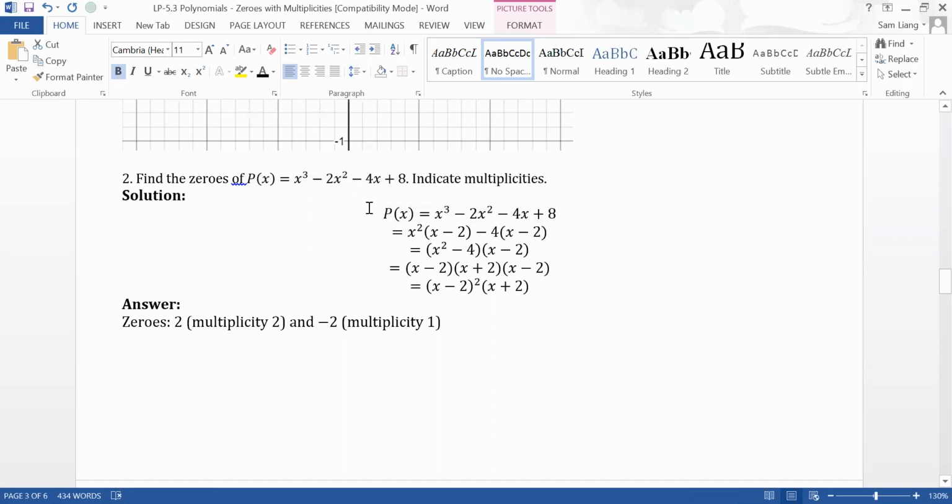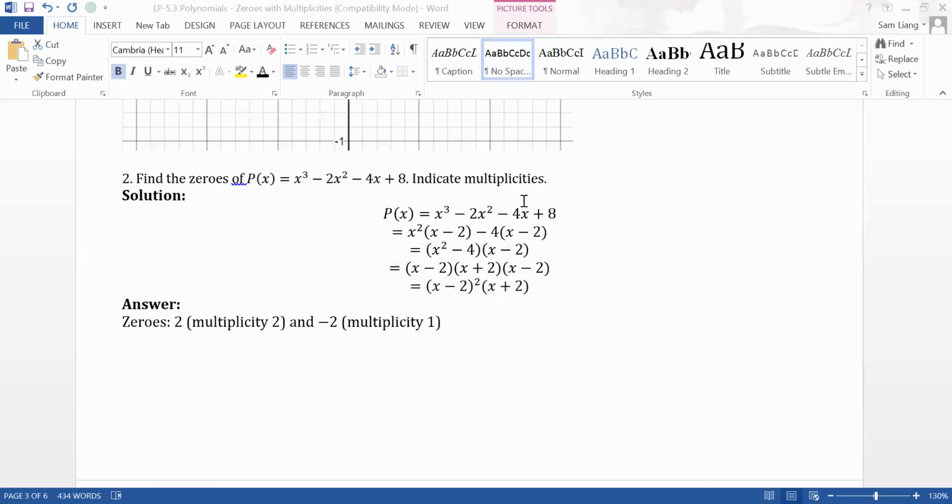But for the factoring, I factor out x squared from these first 2 terms. You get x squared times x minus 2, and then I factor negative 4 from these two terms. So you get negative 4 times x minus 2. From there, the common factor is x minus 2, so you get x squared minus 4 times x minus 2. This is an example of factoring by grouping. And then from there, x squared minus 4 can be factored to be x minus 2 times x plus 2 times x minus 2, which can be written as x minus 2 squared times x plus 2. So the zeros, therefore, are 2 with a multiplicity of 2, and negative 2, which has a multiplicity of 1.